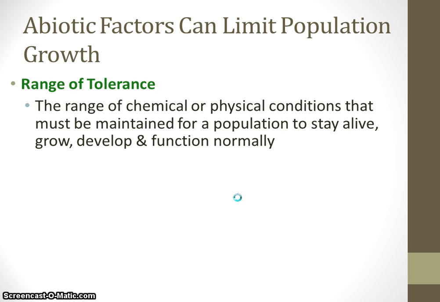The first thing that comes up here is the range of tolerance. Those are the range of conditions that are optimal for a population to maintain and to live and thrive normally. Again, normal function is key, because you can still live, but if you can't function properly, then you're technically out of your range of tolerance.